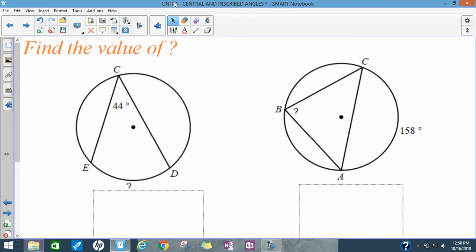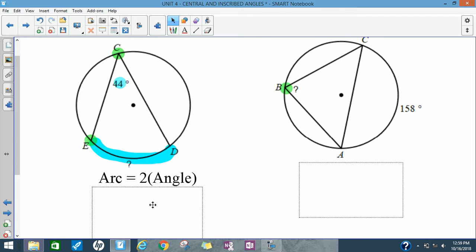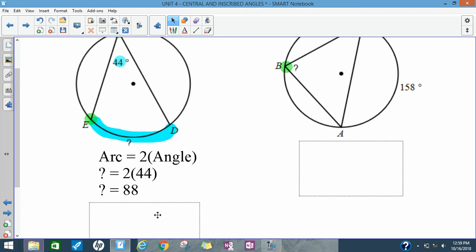These ones should look different, and that's because these are inscribed angles. In each of these, the vertex of the angle is on the circle, and the two sides are chords. Chords, again, are just segments inside circles that start at one part of the circle and end at another. So starts at C, ends at E. Question mark is my intercepted arc. My angle is 44 degrees. For inscribed angles, the arc is equal to 2 times the angle. So I can plug question mark in for the arc, 44 for the angle. You get that the arc is 88 degrees.